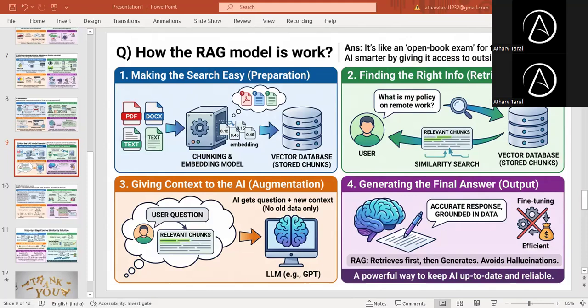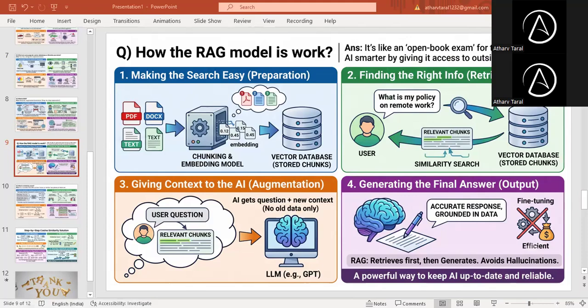Now step three, give the context to the AI, which is the augmentation. Once the system finds the right information, it hands those pieces to the LLM, like GPT or OpenAI models, along with your original question. It is nothing but providing the AI with the context it needs so that it does not have to rely only on its own training data. And the last step, the fourth step, is the generation of the final answer. Generating the final answer is the output.